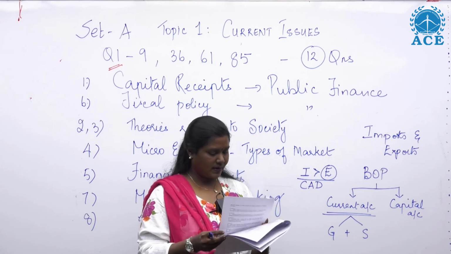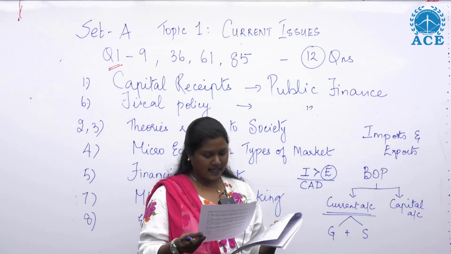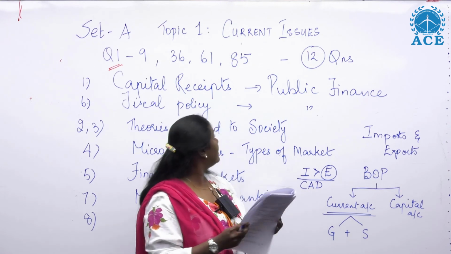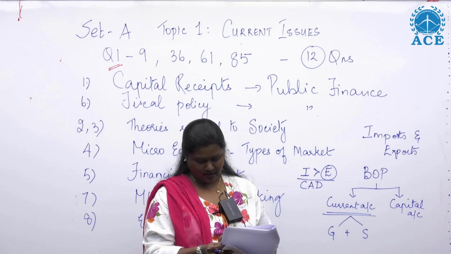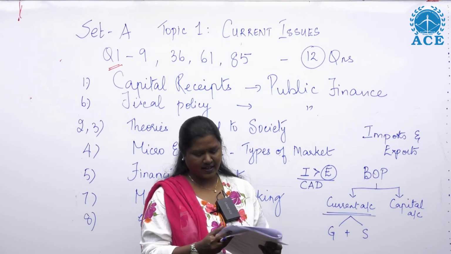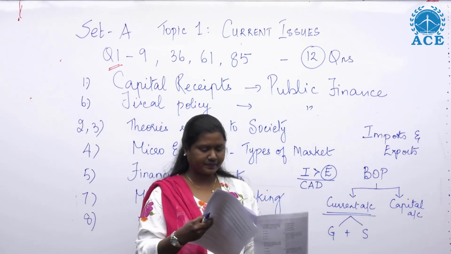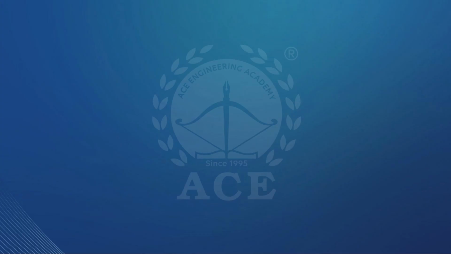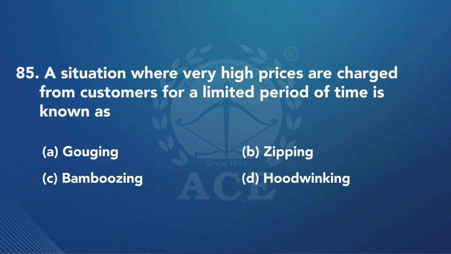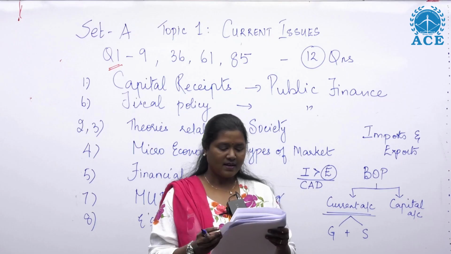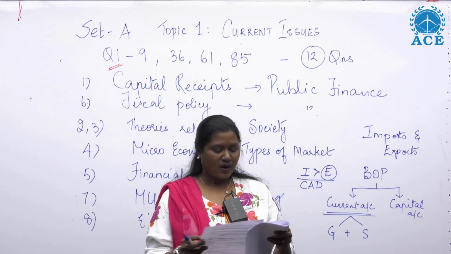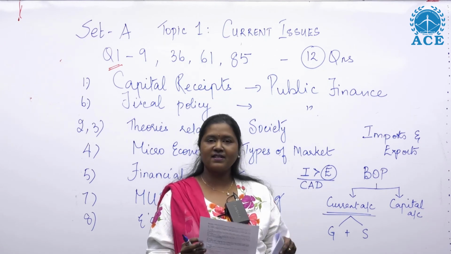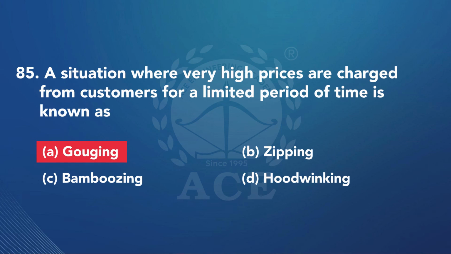Okay, so 61 is B, and the last question, 85. So, the 85th question if you take. Now, this is a little difficult question. A situation where very high prices are charged from customers for a limited period of time is known as gouging. Okay, that is the meaning of the word. Hoodwinking, bamboozling, these are words for cheating. Okay, so the answer for 85 is gouging. That is the answer.